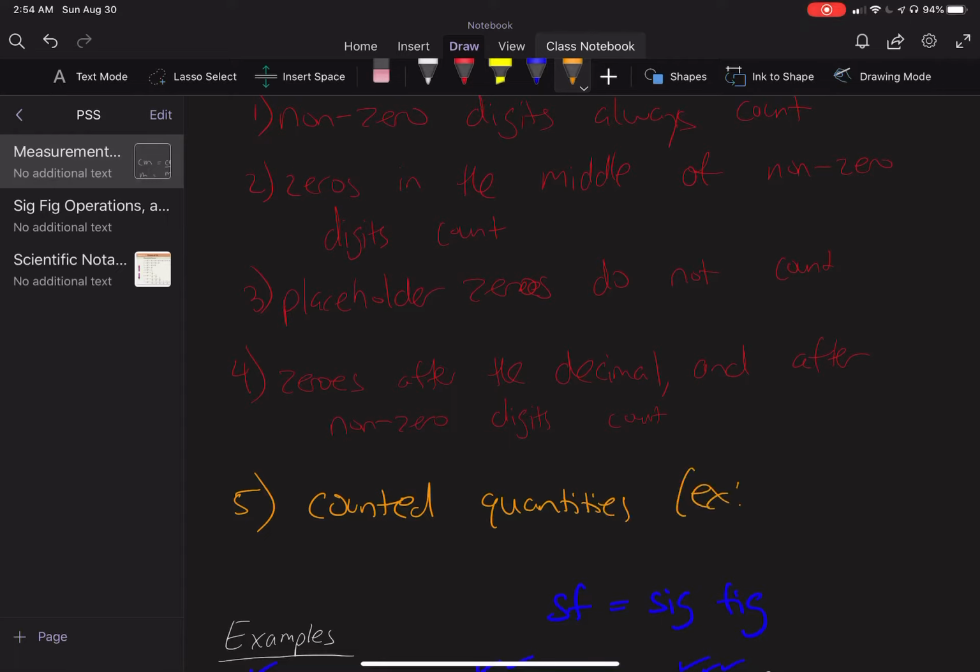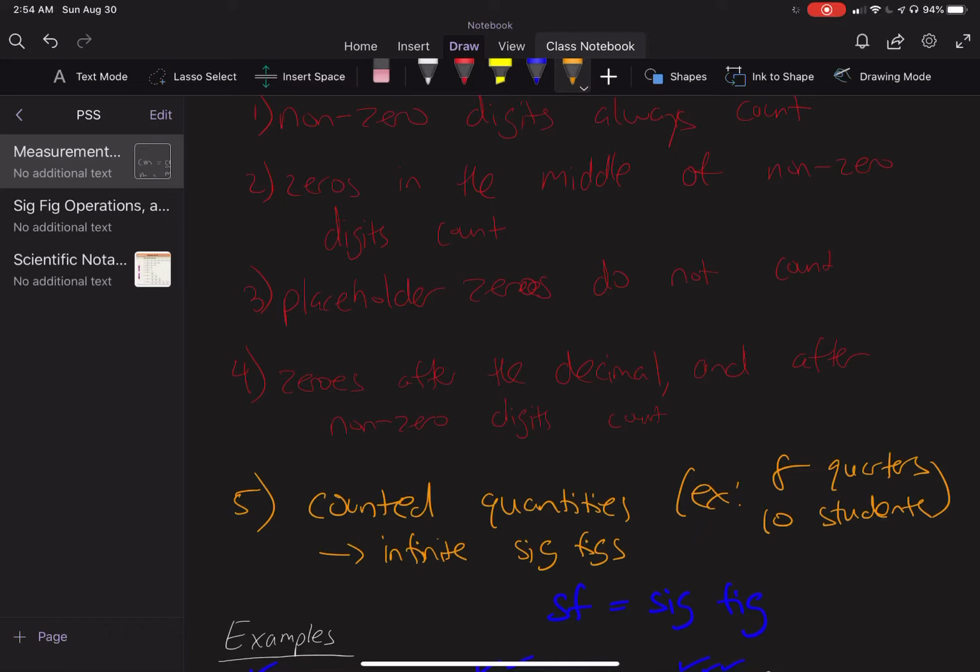So for example, 8 quarters or 10 students. Basically, it's almost like the sig fig rules don't apply, but quite often you might see it written as infinite sig figs. Basically, you don't have to worry about how many sig figs those quantities have when you're trying to figure out how many sig figs your final answer should have.